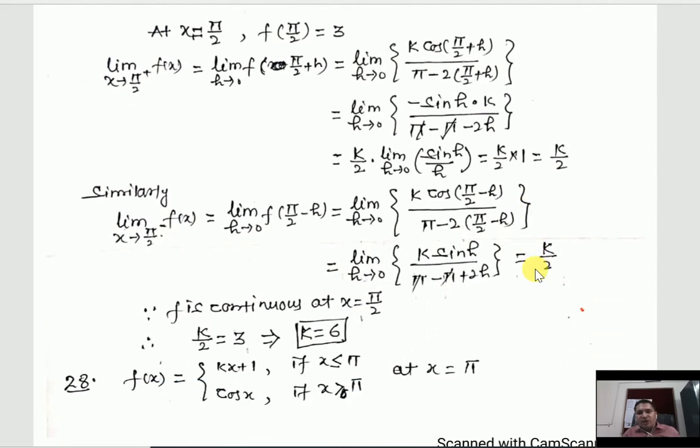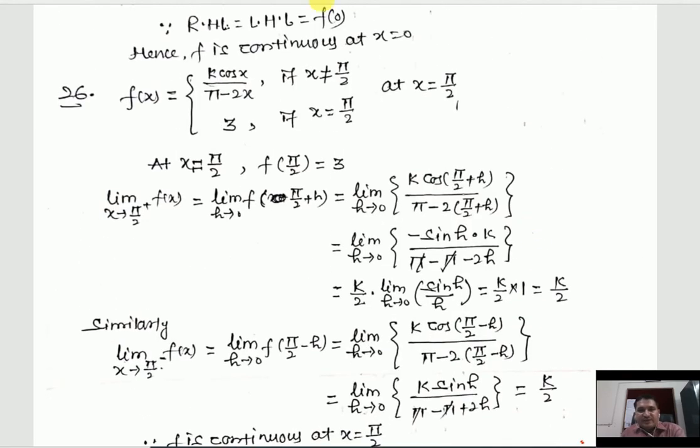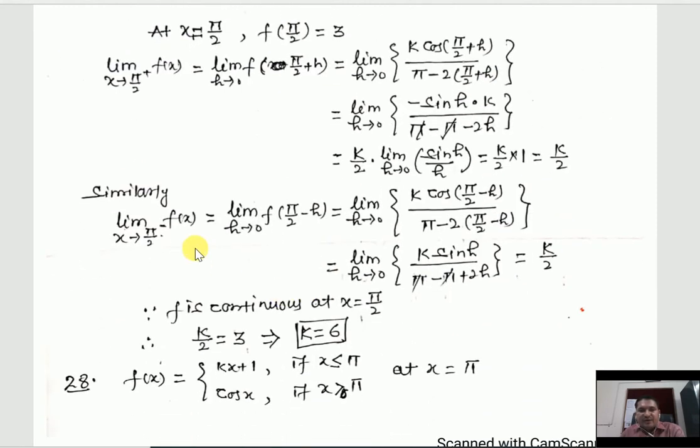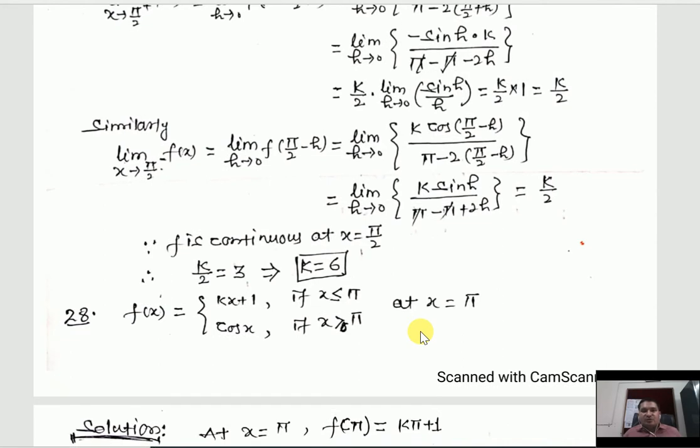Now you can equate, right? You see, it is already given that the function is continuous at the indicated point. So you can equate k upon 2 with 3, right? But I have calculated the left hand limit also. So k upon 2 equal to 3. Since the function is continuous at x is equal to pi by 2, therefore k upon 2 is equal to 3, hence k is equal to 6.